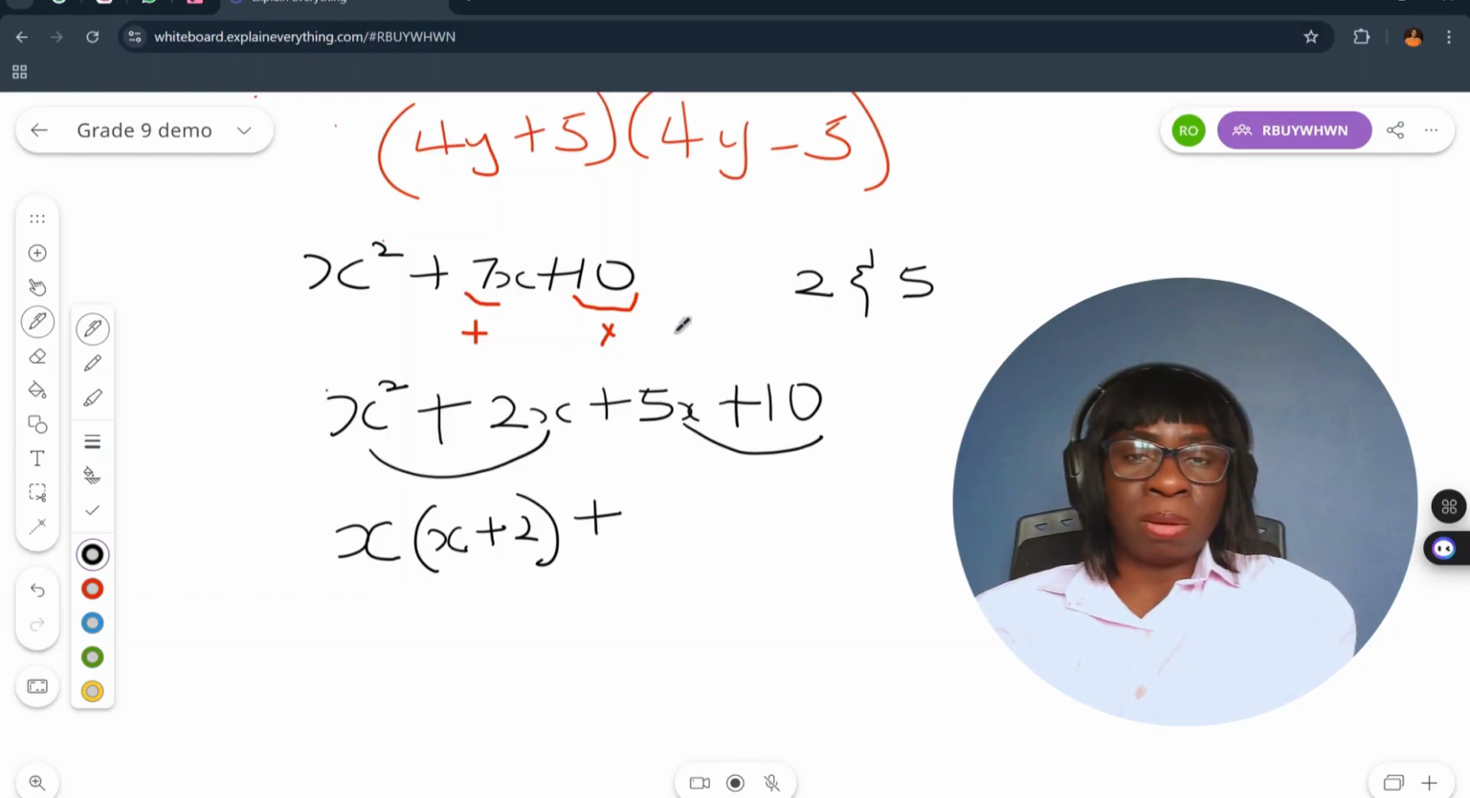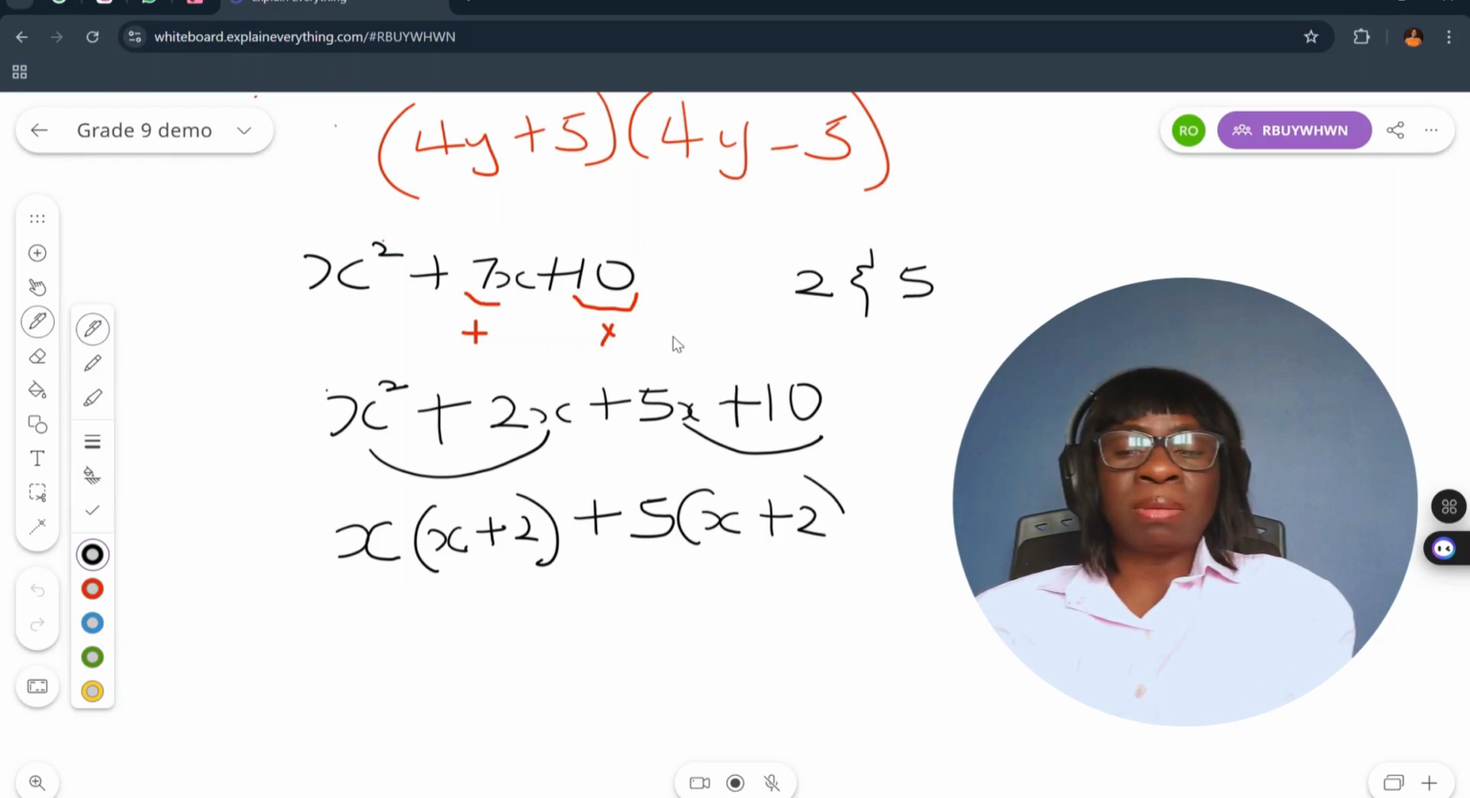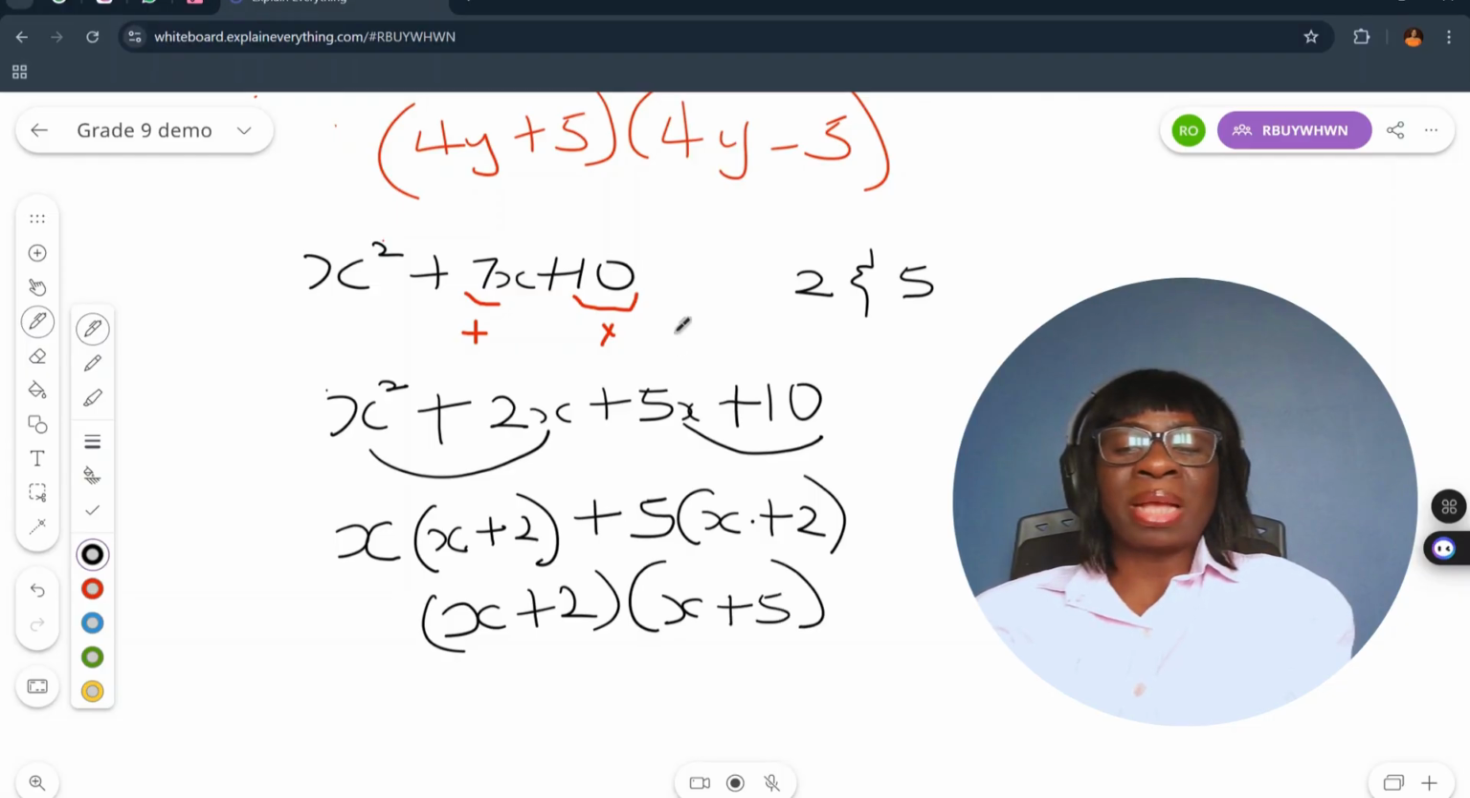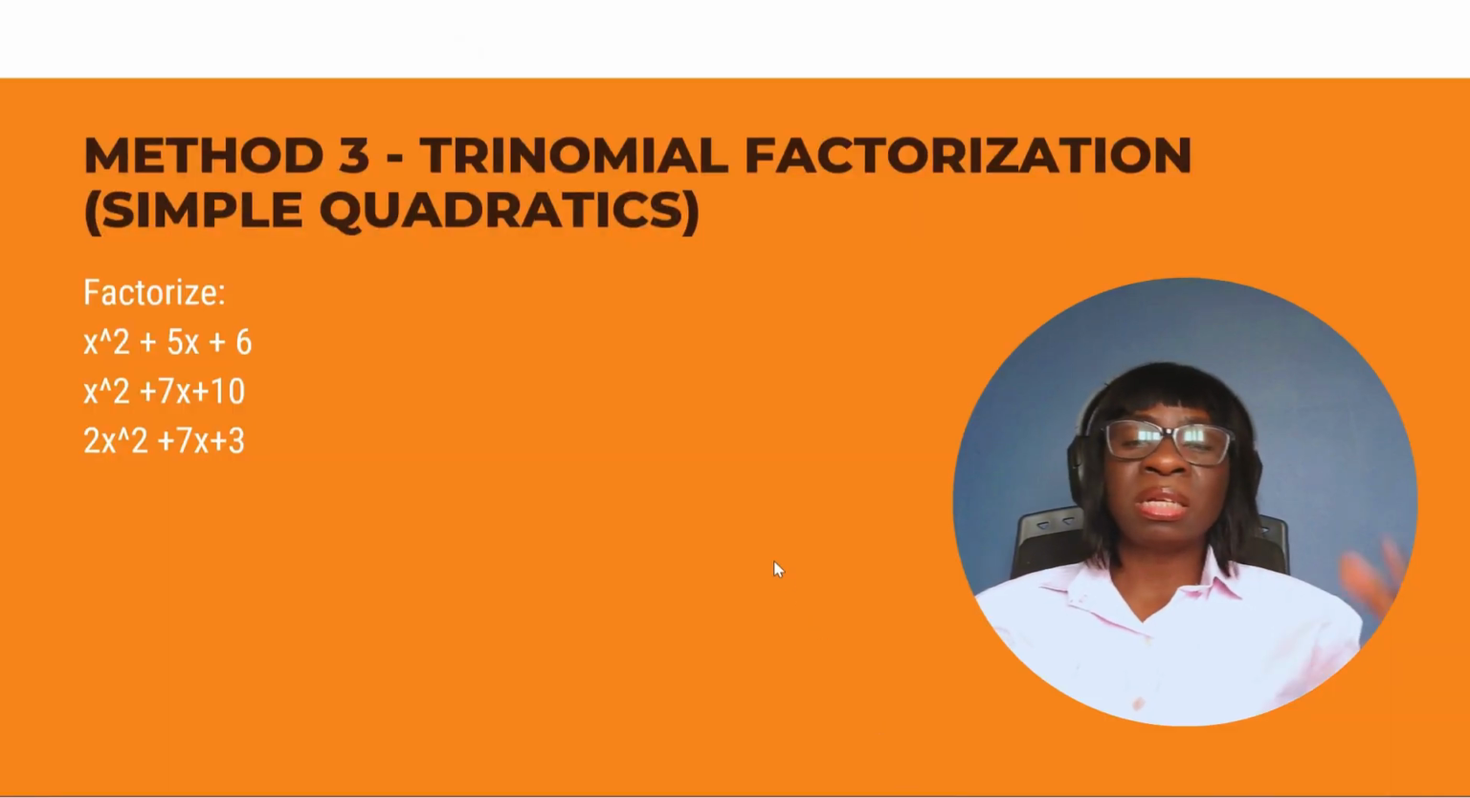What is common to these two? 5. 5 will go in 10. So when we bring 5 out here, we are left with x, then plus. When we take 5 from 10, 5 will go in 10 2 times. So you can see that these two are the same. When we are factorizing, we must have the same thing in the bracket. So now we will have x plus 2 bracket, x that is outside here, plus the 5 that is outside here. If you expand this now, you will get x squared plus 7x plus 10. So that is how to factorize trinomials.